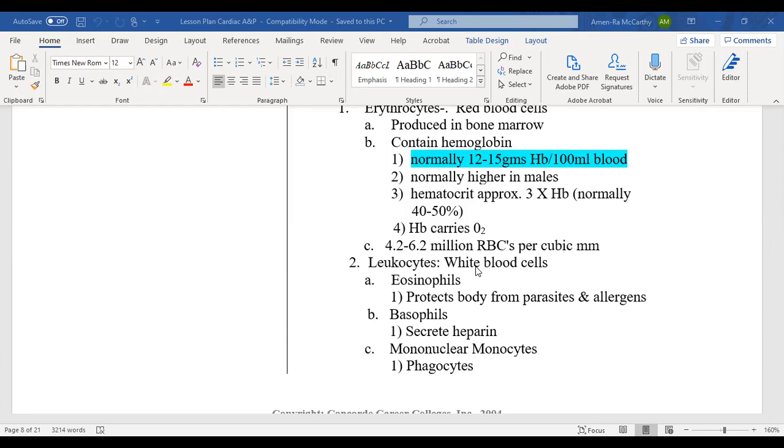The leukocyte, also known as the white blood cell, is broken down into 3 or 4 different types. You have the eosinophils. Eosinophils protect the body from what?